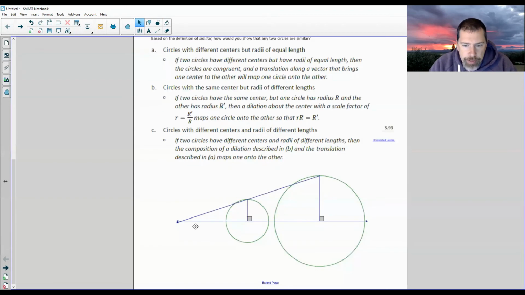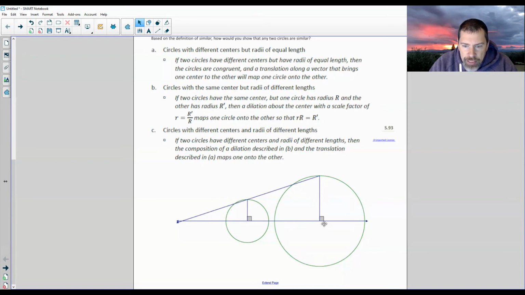All right, so here it is. If two circles have different centers, here's one center, here's the other, and the radius is different. Obviously, this circle is way smaller than this circle. Then the composition of a dilation described in B, same center, but one circle has the radius r and the other r prime, then the dilation with a scale factor of r prime over r will map one onto the other.